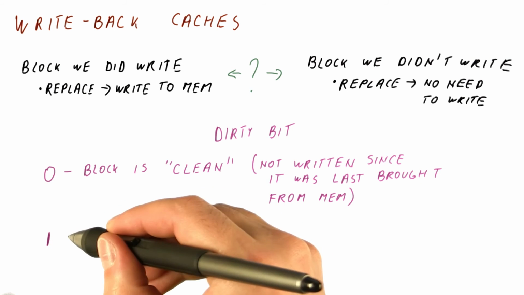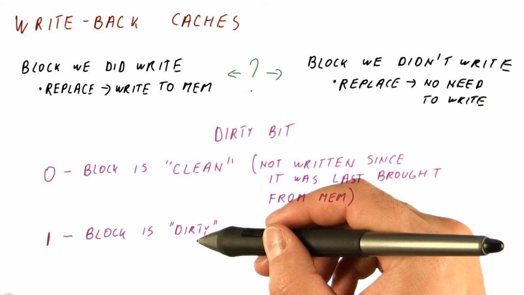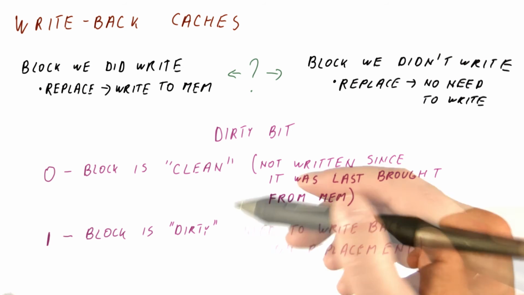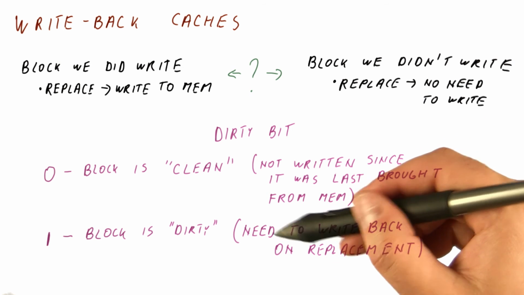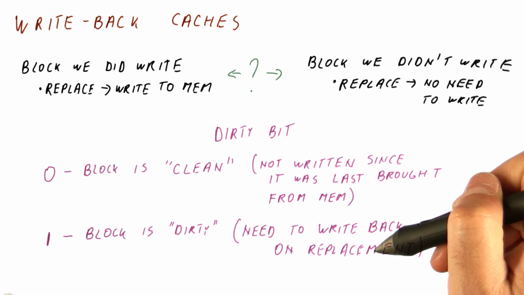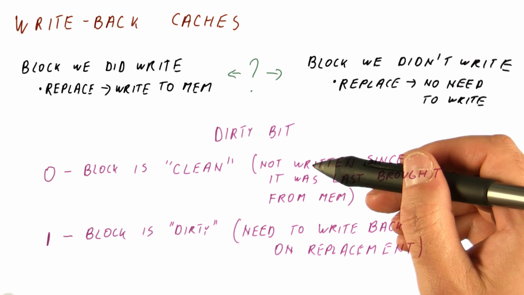Or we can have the dirty bit be 1, in which case we say that the block is dirty or it was written since we last brought it from memory. And that means that we need to write this block back to memory on replacement. When this block is kicked out of the cache, it needs to be written to memory. If it's clean, then we don't have to write it to memory.